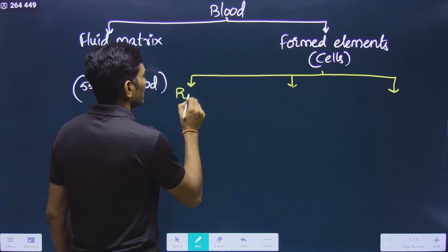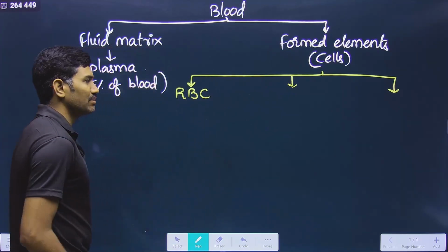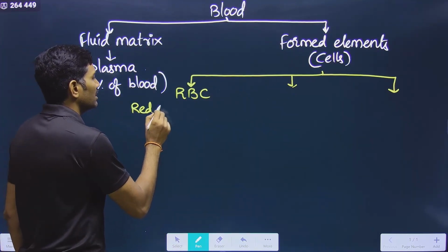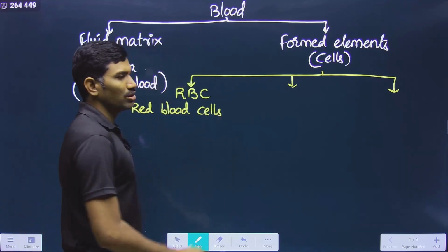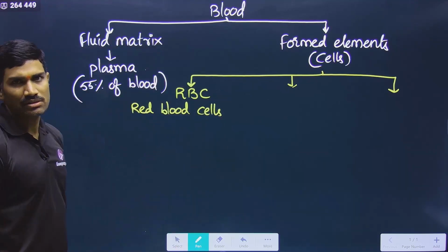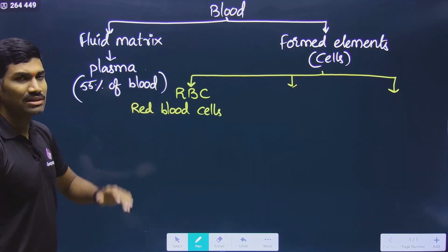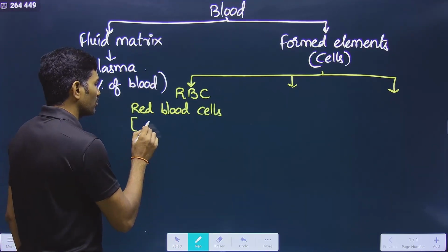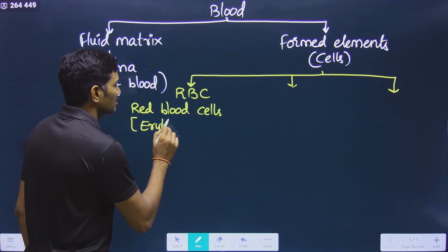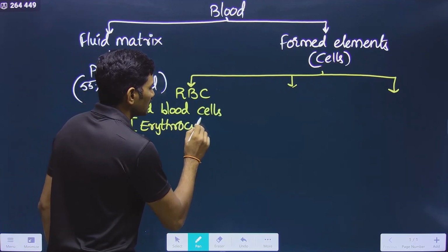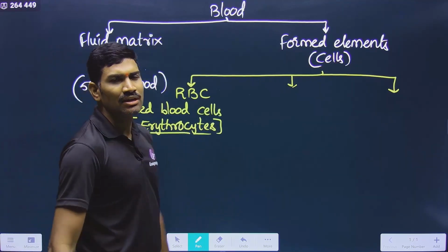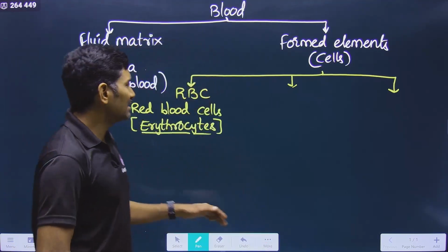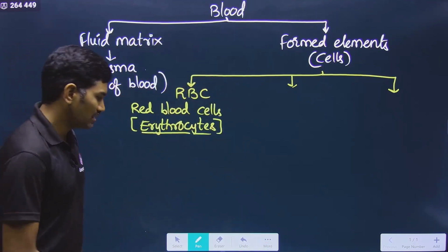The first one is called RBC. What are these RBCs? They are red blood cells. You can also call them red blood corpuscles. Anything you can say. They are also called erythrocytes. Erythro means red, cyte means cell. So they are red cells, red in color. That's why they are called erythrocytes.